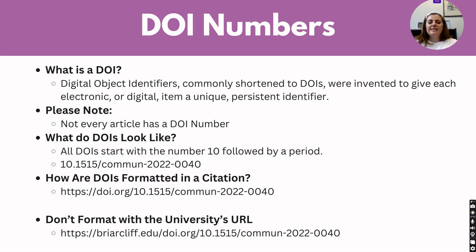So in a citation, how is this formatted? Here you can see we have HTTPS, a colon, 2 backslashes, doi.org, backslash, and then that number 10, period, and the rest of the DOI number. One thing to note, don't format the DOI number with the university's URL. Some of the databases like to format it that way. That is incorrect. So we don't have the briarcliff.edu in our DOI number within our citation. Just remove that section of the DOI number and you are good to go.